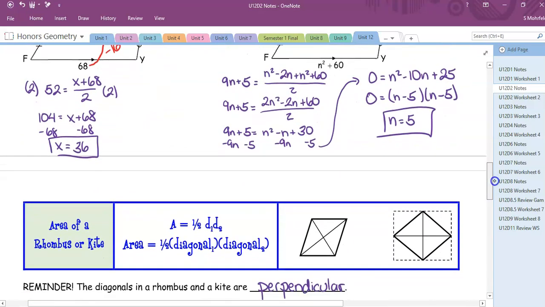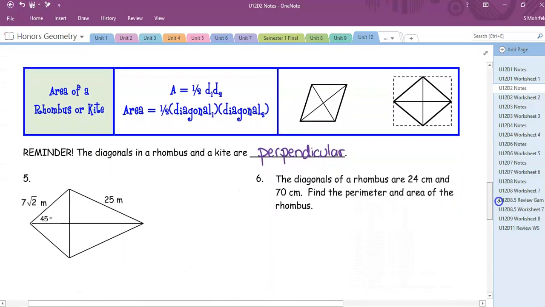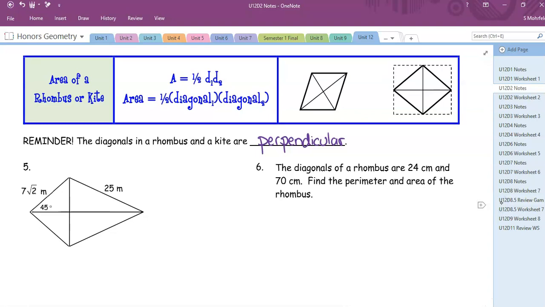Now we're going to turn the page and talk about the area of a kite. And this actually also works for a rhombus, because if you remember, a rhombus was a special type of kite. So this time we're dealing with the diagonals.